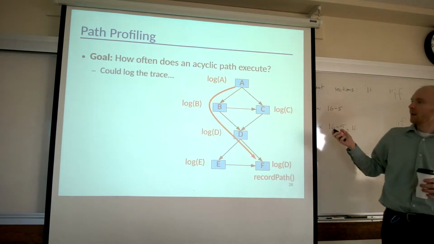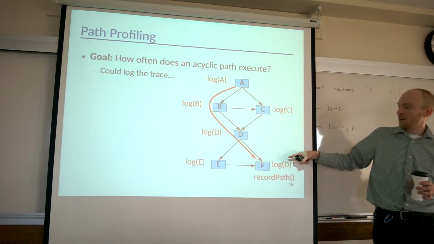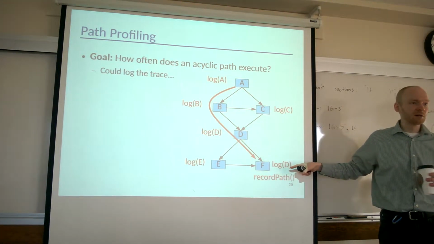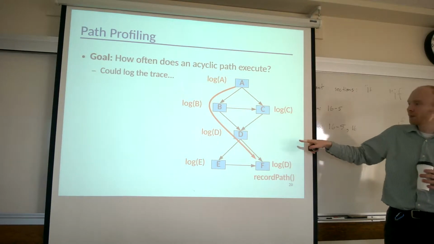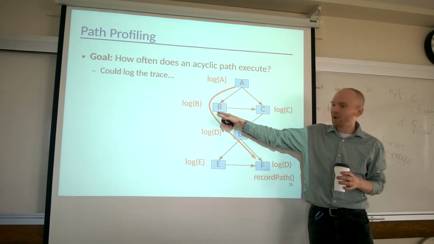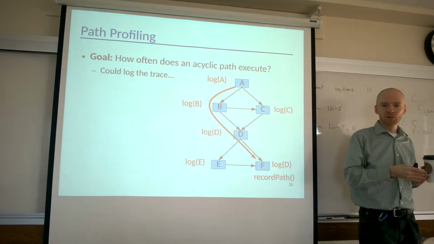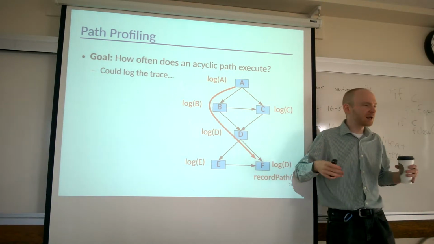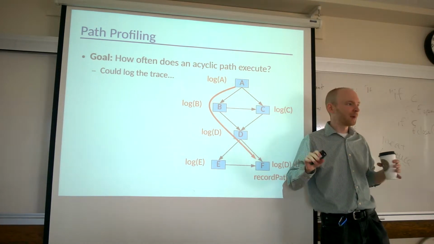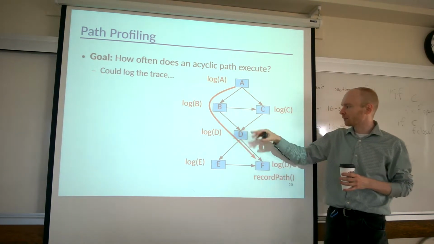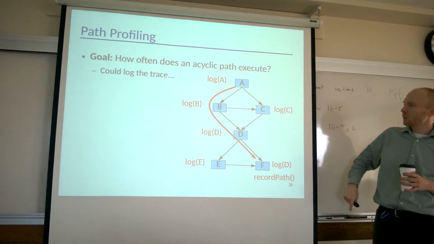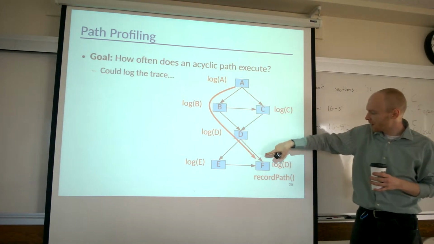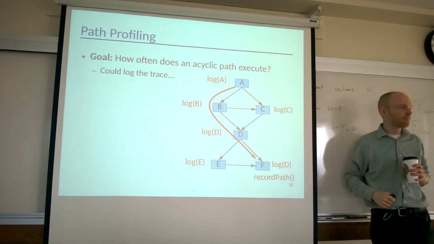So we could log the trace, right? We could go through and every time we get a new basic block, we could record that basic block to some trace, to a file somewhere. And maybe we've got buffering, that's okay. We can ignore buffering for now. Let's assume everything is well buffered. So we could log everything and then record the path at the end, right?